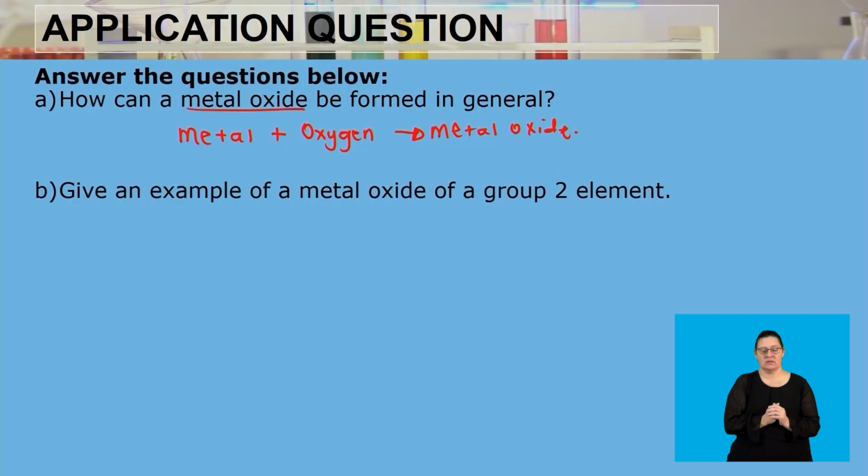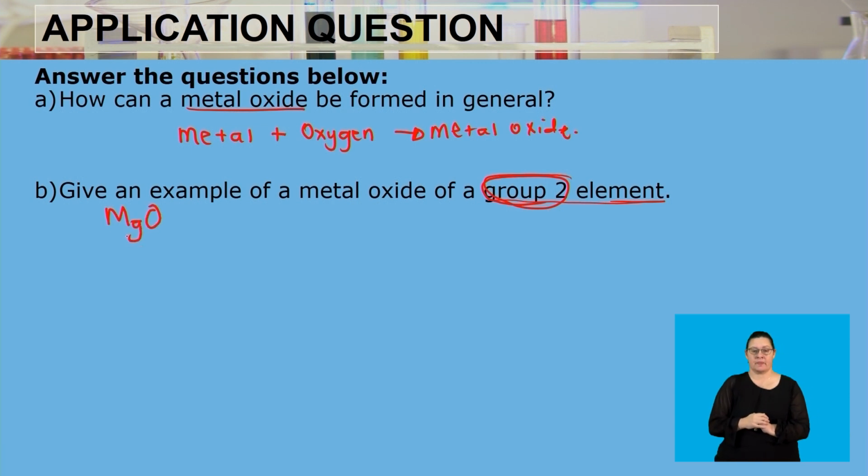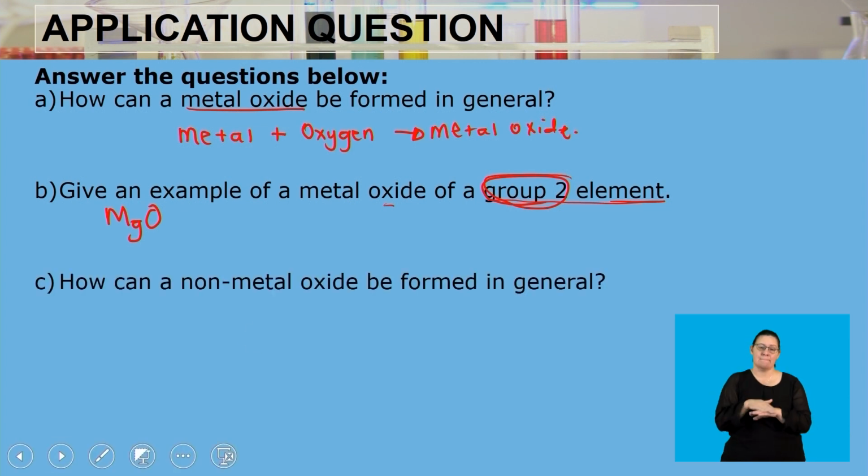They are in between. Now, when talking about the metal oxide of a group 2 element, that means we need to use a metal that is found in group 2. In group 2, we can find, for instance, magnesium. Our magnesium is a metal found in group 2, and when it reacts with oxygen, it is going to form our magnesium oxide. And we do know that the metal oxides are basic, and the non-metal oxides are going to be acidic when they are dissolved in water.